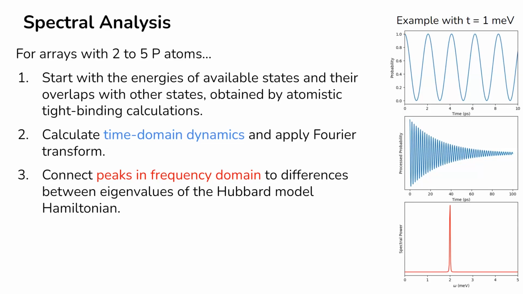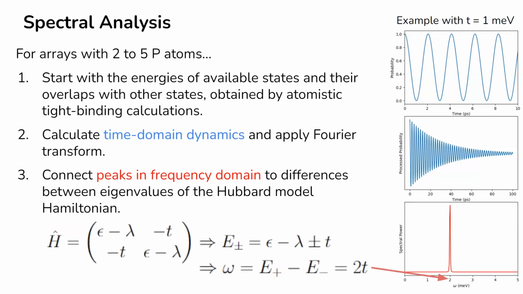Then I can take the Fourier transform of this to get the results in frequency space, which is the red graph down here. And then I could do some math on the side to connect the peaks in the frequency domain to the differences between the eigenvalues of the Hubbard model Hamiltonian. So in this example, for the 2-level system, we have this Hamiltonian, which is a matrix that describes the behavior of the system. We get the energies, and we look at the difference between them. That's 2T, and that connects to the frequency of this peak at 2 millielectron volts. So that's the basic gist.